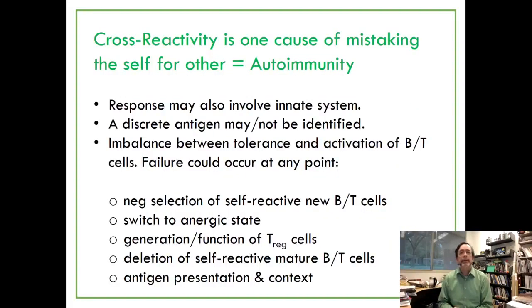Cross-reactivity is one of the basic causes behind autoimmunity, because when you have a T cell that's not supposed to react with self, a T cell is supposed to react with something other. It's supposed to react with a pathogen. And yet, instead of reacting with the pathogen, you have a T cell that's reacting with self. That's called cross-reactivity. It's crossing over to react with self, and this is one major cause of autoimmunity.